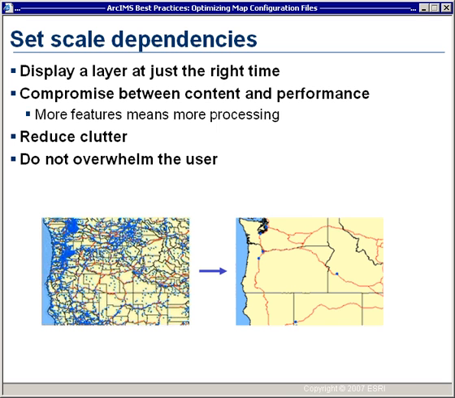A better approach at this scale would be to show only major features. In this map, only states, major cities, and interstate highways are displayed. In this example, users should be required to zoom in much further before more detailed cities, roads, and counties are displayed. I'd like to reemphasize how important it is to set scale dependencies. This is something you have complete control over to help improve performance.